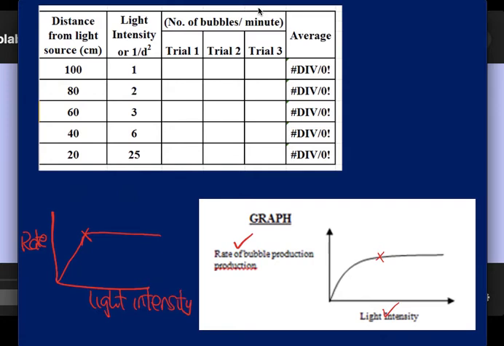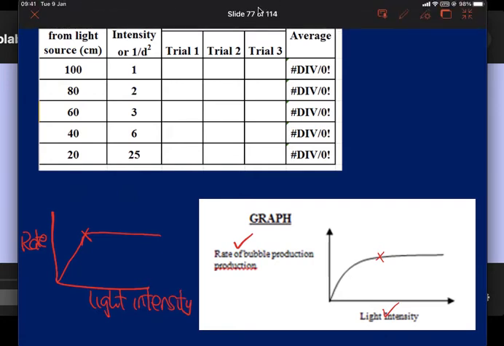and what this graph is telling us is that when the light is far away, the light intensity is low. So this is far away lamp, whereas here the lamp is very close.